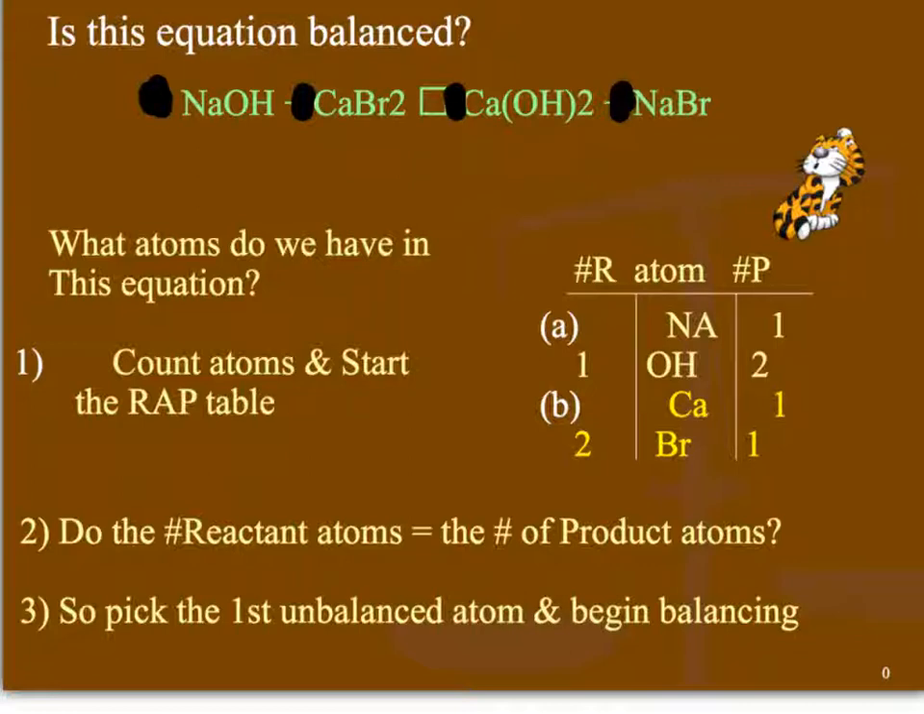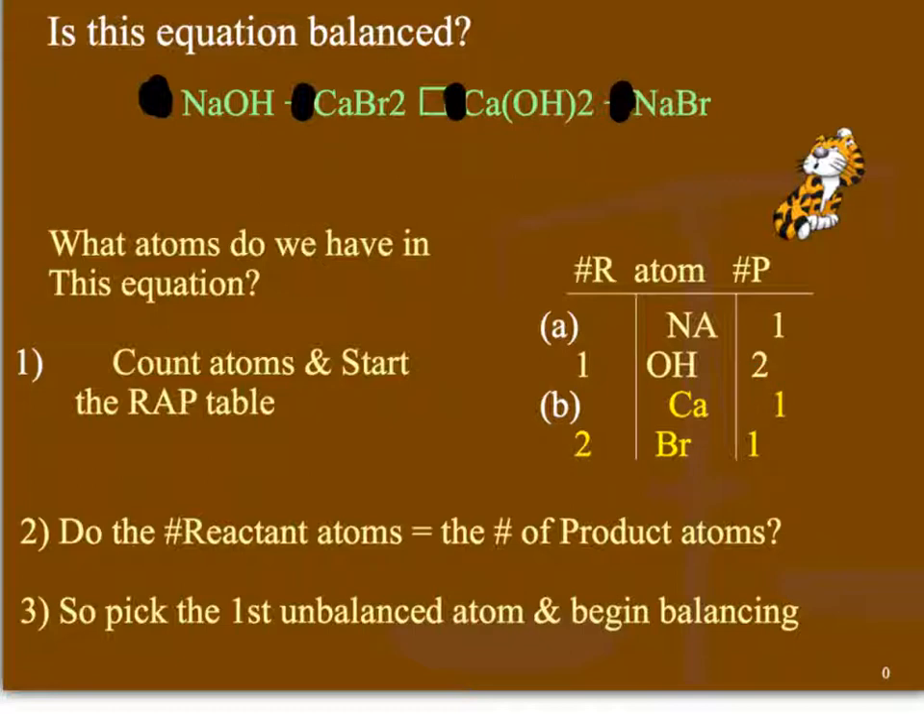And now we're going to count and find out exactly where we're at as far as balancing. We have sodium right here. We have one sodium. We have one sodium on this side. We've written this down. We have one hydroxide on this side. We have one hydroxide, or two hydroxides on this side. So we've written that down.